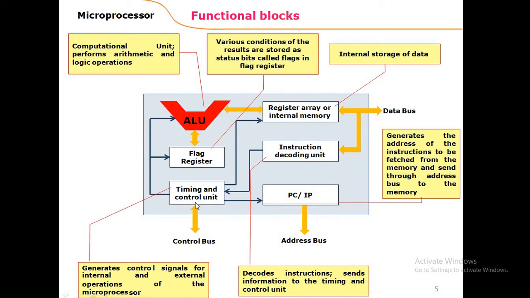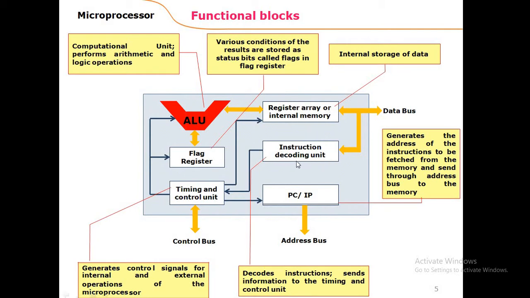The timing and control unit is going to provide the control signals, whether it's a memory read write or IO read write. If read, the ALU is going to read the content from register or memory; write means the ALU is going to write the result output into the register or memory.